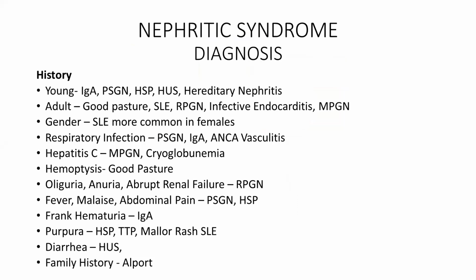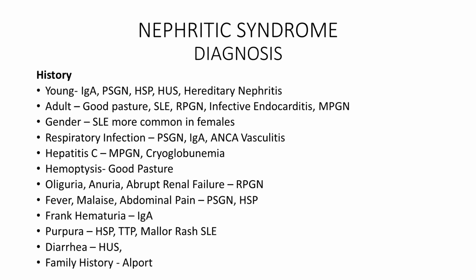You see, certain things are very helpful in narrowing down the differential diagnosis of acute glomerulonephritis or nephritic syndrome. Like if the patient is young, there are possibilities that he or she may be having IgA nephropathy, post-streptococcal, Henoch-Schönlein purpura, HUS, or Alport syndrome. If he is adult, then there are chances that he or she may be suffering from Goodpasture, SLE, RPGN, infective endocarditis, or MPGN. But remember, there is overlap also.